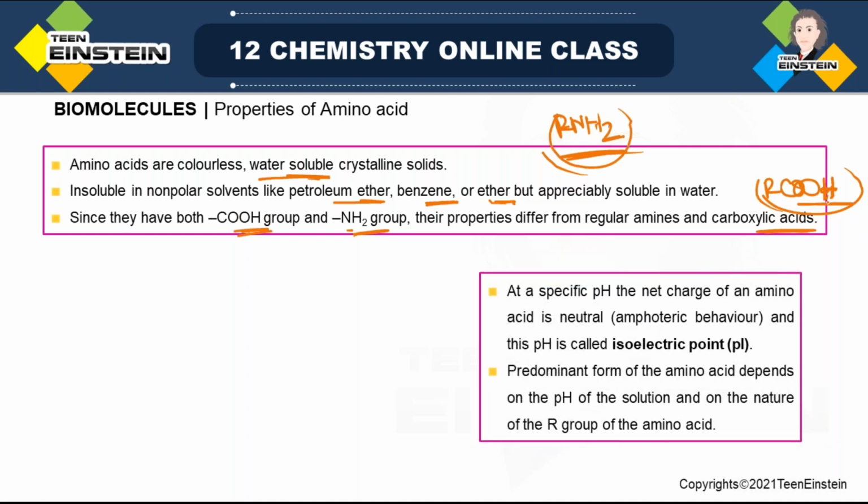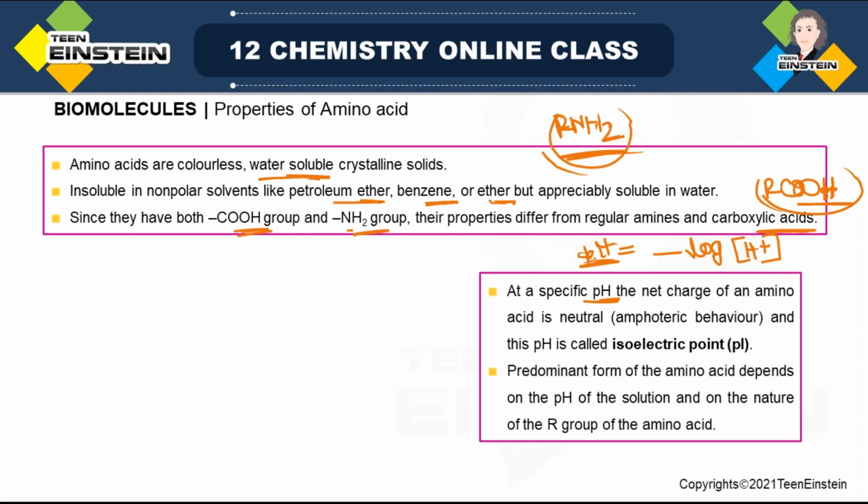Now, as there are two different types of groups, one is basic, another one is acidic. So there is a specific pH, which is the negative logarithm of H plus concentration. pH means negative logarithm of H plus concentration. As there is a negative sign, when H plus concentration is very high, that means it is acidic. Then the value of pH will be very low because there is a negative sign.